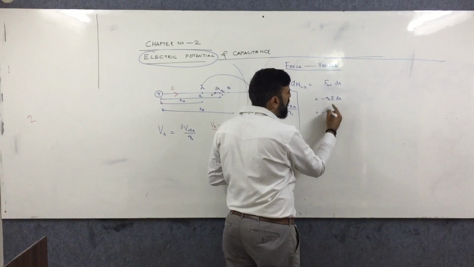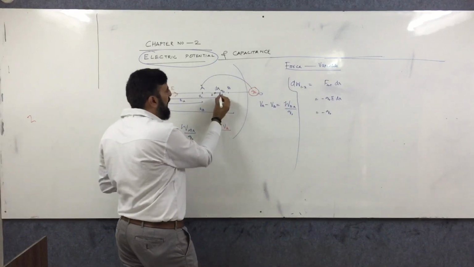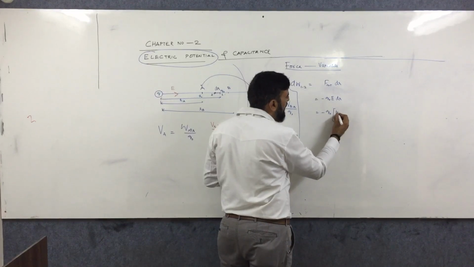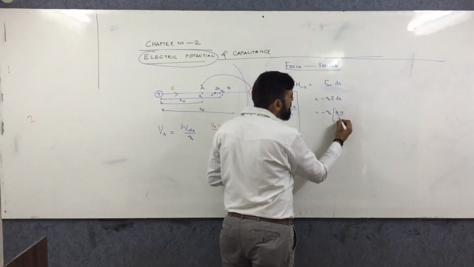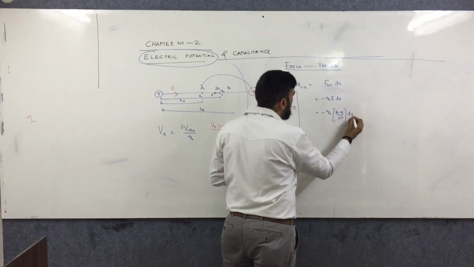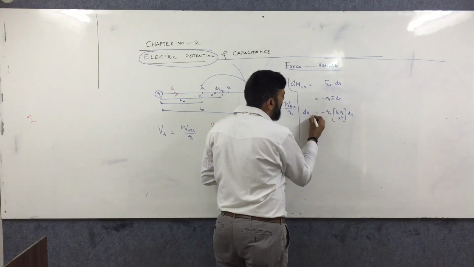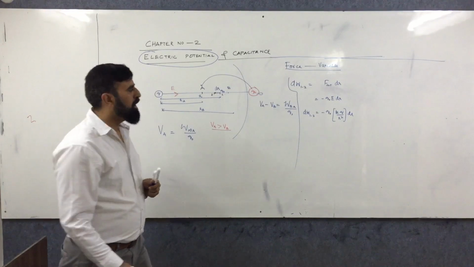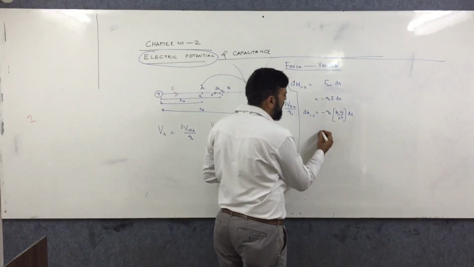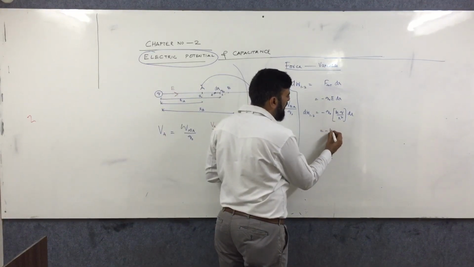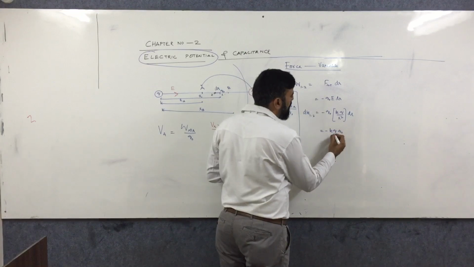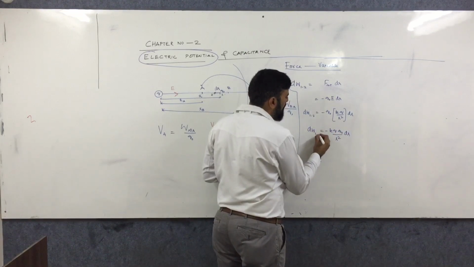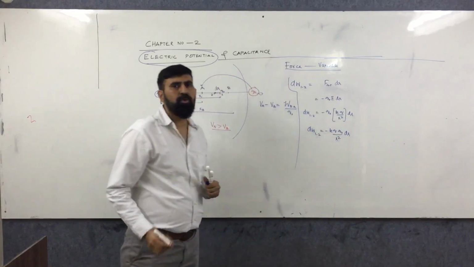Now what is E? E at this point 1 is nothing but kq by r square, isn't it? This is dW from 1 to 2. So minus q0 kq upon r square dr, that is, minus kq q0 upon r square dr. This is the work done to move the test charge from 1 to 2.